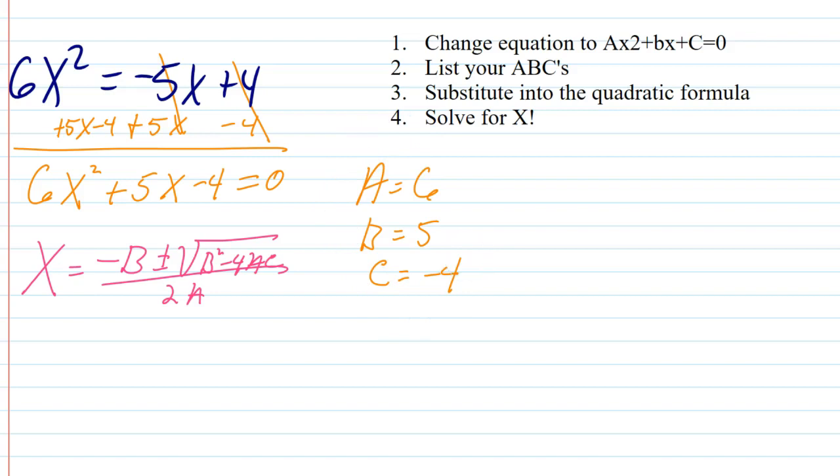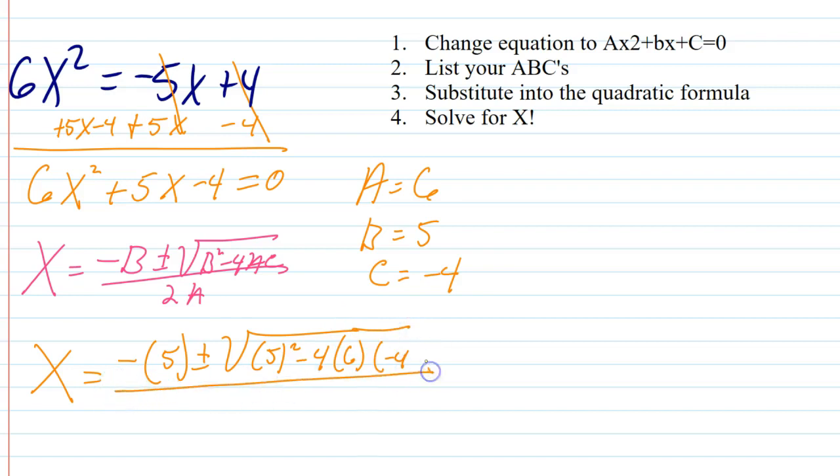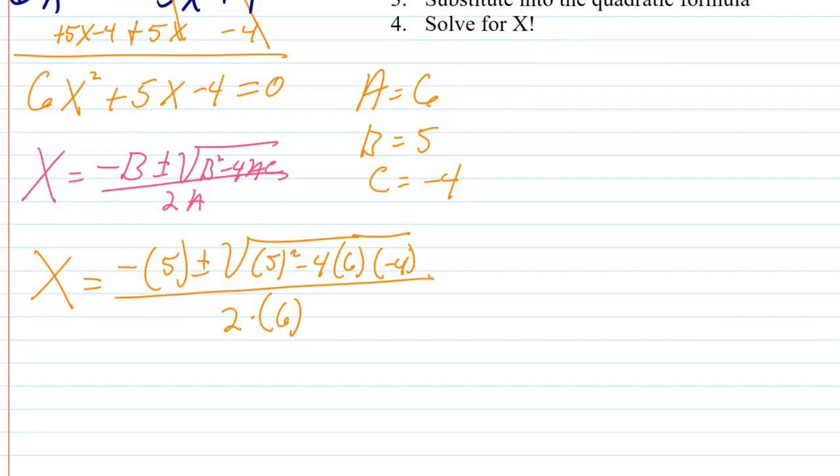I have negative 5 plus or minus the square root of 5 squared minus 4 times 6 times negative 4, all over, and this is key, make sure your division symbol goes all the way across, 2 times 6. Notice wherever I substituted, I used parentheses. Now we simplify the equation and solve for x.